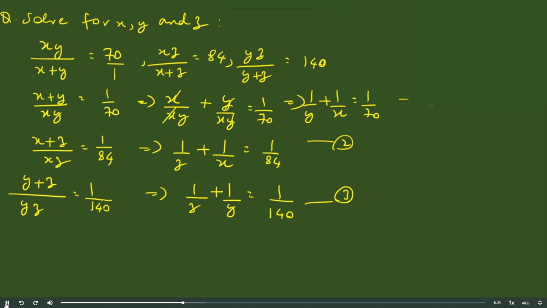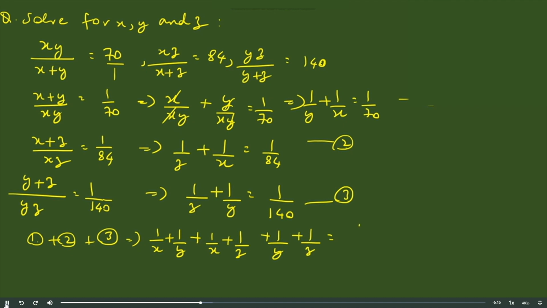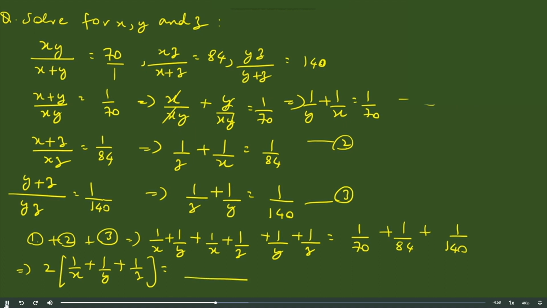If you add these three equations now, 1 plus 2 plus 3 gives me 1 by x plus 1 by y plus 1 by x plus 1 by z plus 1 by y plus 1 by z is equal to 1 by 70 plus 1 by 84 plus 1 by 140. This would be 2 into 1 by x plus 1 by y plus 1 by z equals, take the LCM of these three. LCM of these three would be 420.